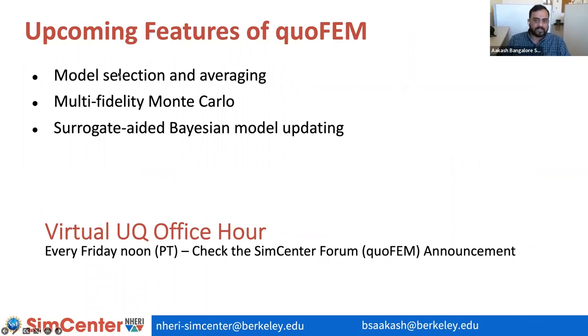So that brings me to an end of the presentation. And here are some upcoming features of quoFEM. We plan to implement model class, Bayesian model class selection and averaging, and multi-fidelity Monte Carlo. Here we saw an example where we calibrated a lower fidelity model. But by doing so, we are not always guaranteed accuracy, but the multi-fidelity methods enable us to also use the higher fidelity model, but use much more evaluations of the low fidelity model to guarantee accuracy as well as high precision in estimates of the statistics of interest. And we also will have surrogate aided Bayesian model updating, which will help us deal with more expensive computational models.